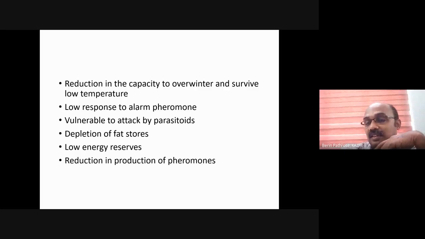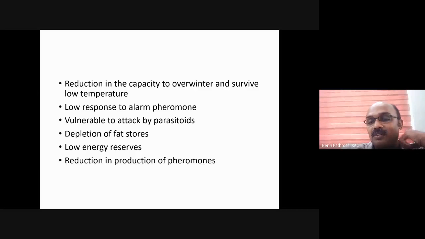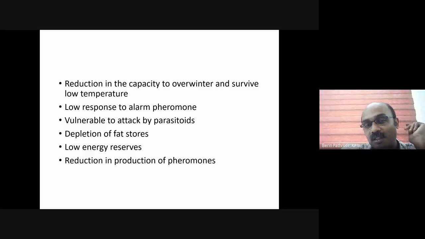So insects are more vulnerable to attack by parasitoids and predators. There is depletion of fat reserves because they have to utilize all the energy they stored for the production of enzymes to detoxify the insecticides. Low energy reserves because it can't store any energy. The energy has to be diverted for production of enzymes, and there is a reduction in the production of pheromones. It will affect mating. It will reduce the fecundity, reduce hatchability, everything will be affected.